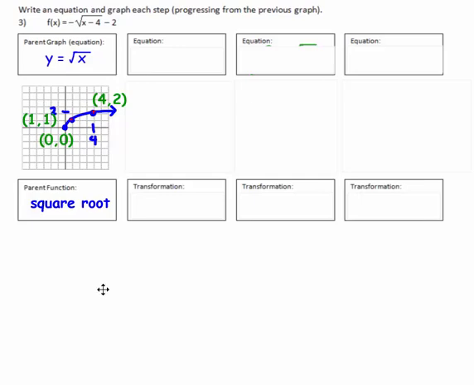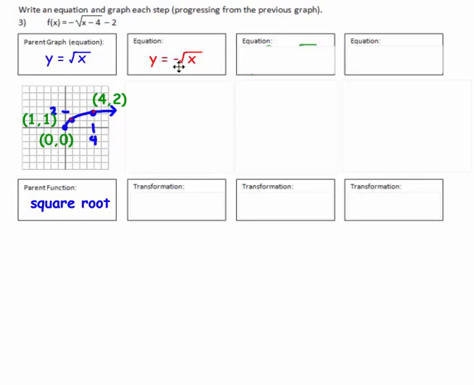So the next thing that we're going to do is build into our equation. And my recommendation is always shift last. So do your flips next. It's going to be a lot harder to flip once it's shifted. So in the next part, I'm only going to add in the negative in front of the square root.